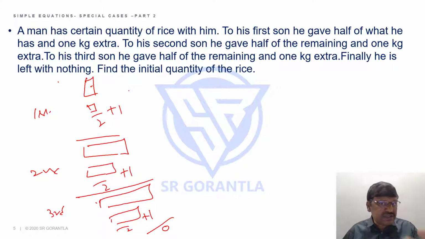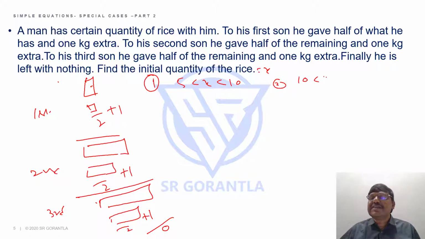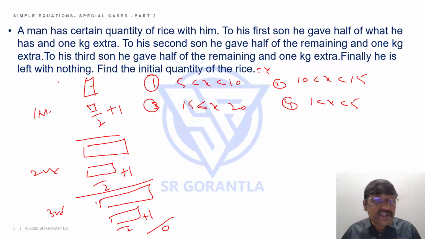I tell you, when this question was given, or if not exactly the same question, similar to this, you know how the options were given, students? The examiner, sensing that you will go by trial and error, has given options like this. Option 1, if the rise is x, 5 is less than x is less than 10. Option 2, 10 is less than x is less than 15. Option 3, 15 is less than x is less than 20. Option 4, 1 is less than x is less than 5. Something like that he has given, students.